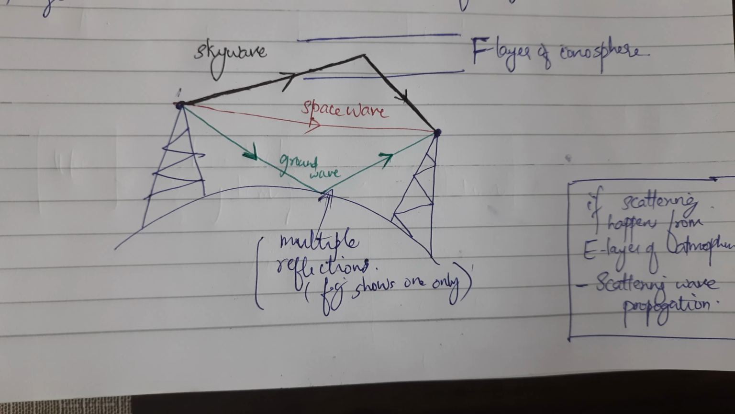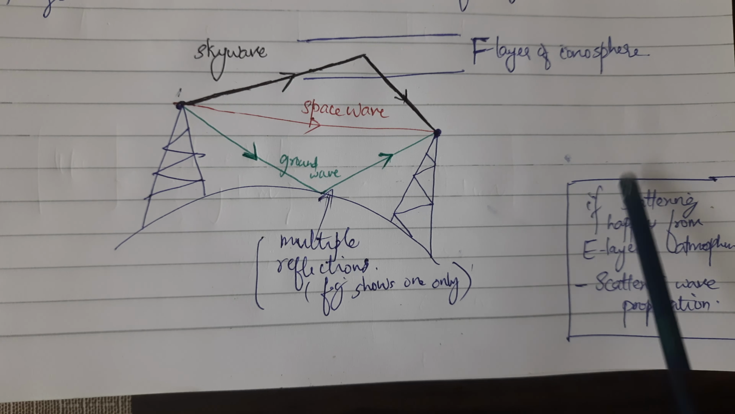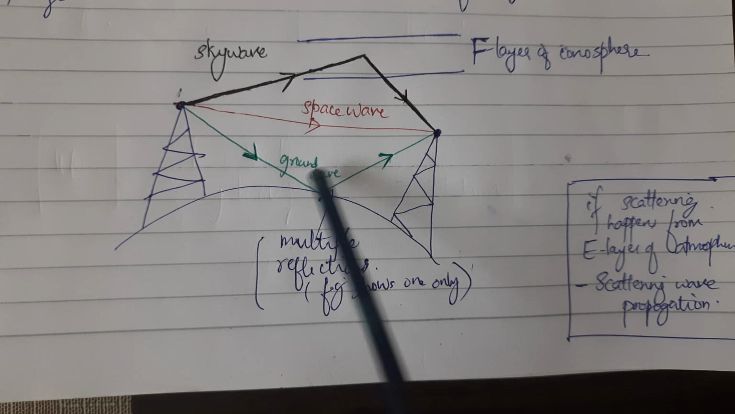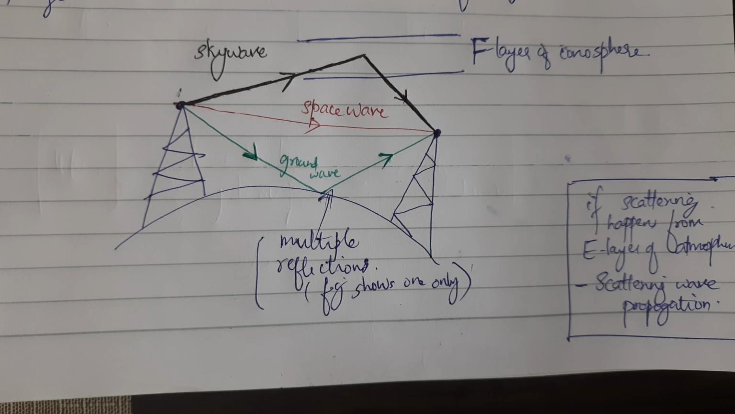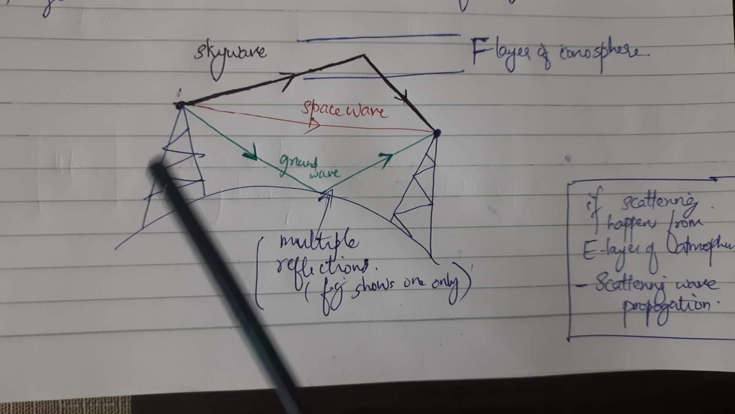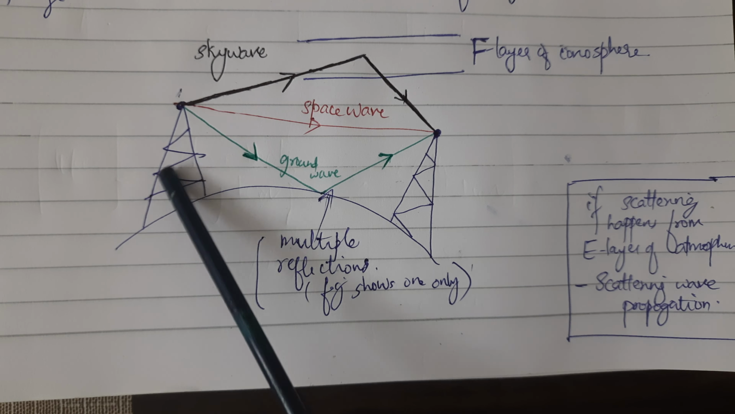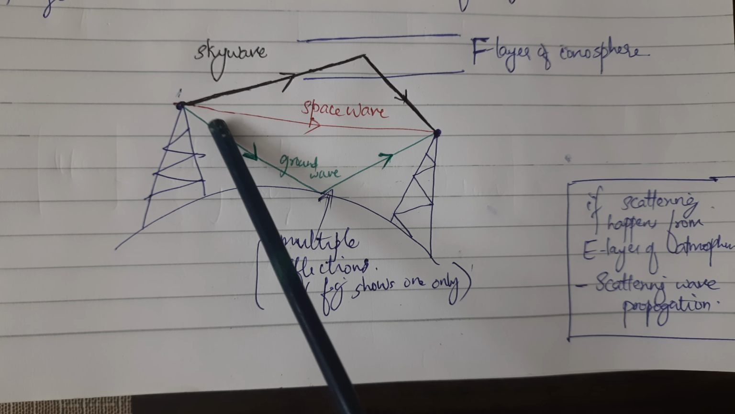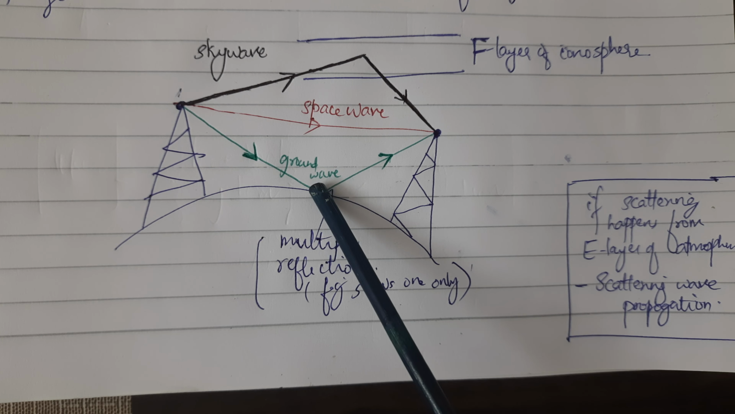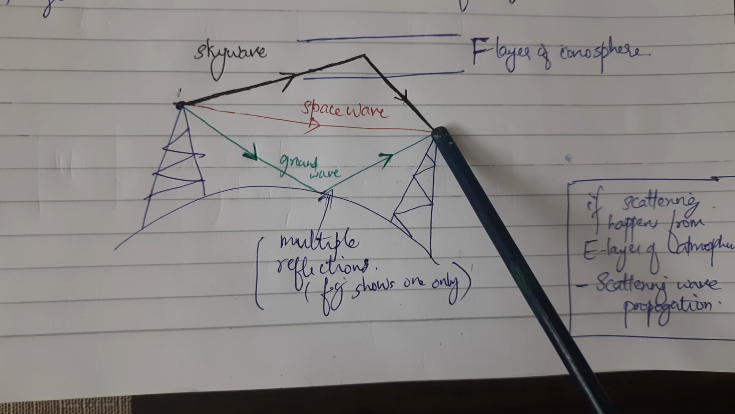So now we are going to see the different types of signal or wave propagation. Everything is clear from this diagram. You just have to remember this diagram, and it will be very easy for you to remember the different types of wave propagation. Suppose this is the earth and there are two towers situated at different places on earth. The first is the ground wave. The ground wave comes from the tower and hits the earth, gets reflected, and reaches the other tower.